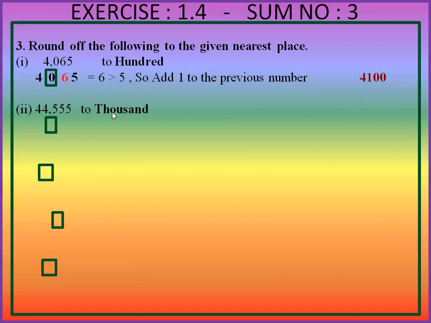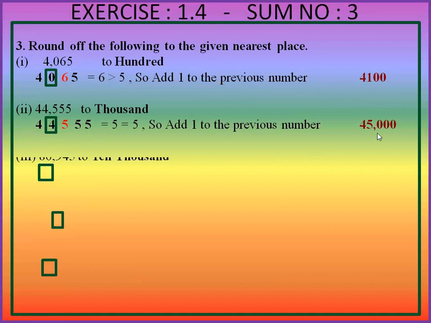44,555 to thousands place. So 44,555. Thousands place you have to stop. So look at the number that is right to it. 5. 5 is equal to 5. So add 1 to the previous number, that is to thousands place. So 44 becomes 45 and the remaining numbers are replaced by 0. So the answer is 45,000.